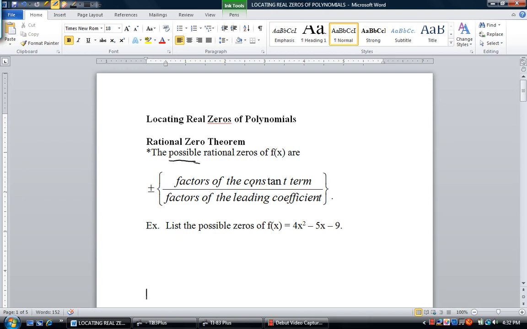And so the theorem that we're going to use is we're going to take the constant term, which is the term without the variable, find all of its factors, and then take the leading coefficient, which is the number at the beginning of the polynomial. Keep in mind we want to write the polynomials in decreasing order from the highest degree to the lowest. So we'll take the number that leads the polynomial, find all of its factors, and then write down all possible combinations of such ratios, and then include plus or minus with those. That's going to be the possible rational zeros.